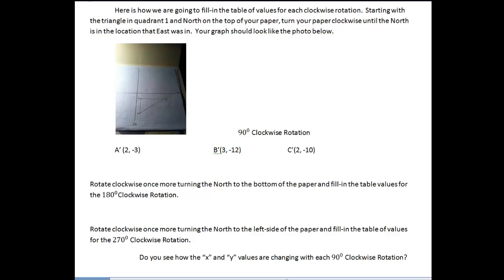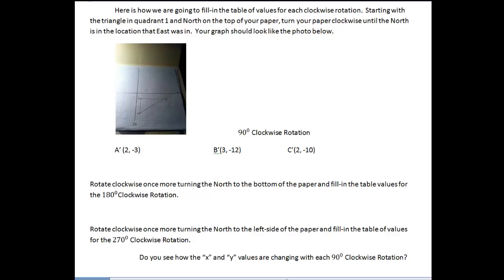Okay, now moving on. Here is how we are going to fill in the table of values for each clockwise rotation. Starting with a triangle in quadrant 1 and north on the top of your paper, turn your paper clockwise until north is in the location that east was in. Your graph should look like the photo below. A 90-degree clockwise rotation: A' would be (2, -3), B' would be (3, -12), and C' would be (2, -10).